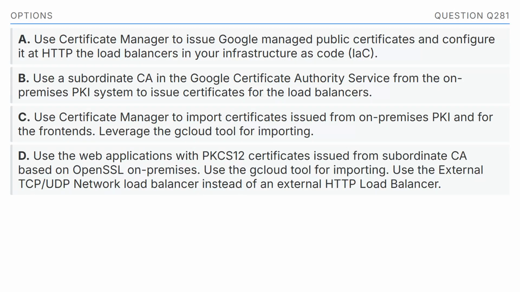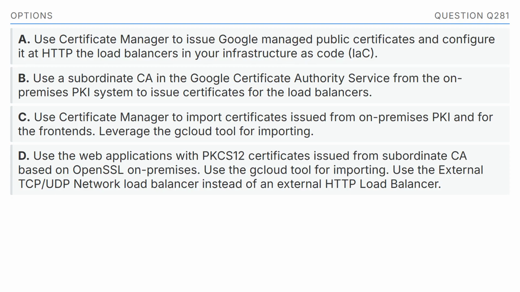The options are: Option A, use Certificate Manager to issue Google-managed public certificates and configure it at the HTTP load balancers in your infrastructure as code, IaC. Option B, use a subordinate CA in the Google Certificate Authority service from the on-premises PKI system to issue certificates for the load balancers. Option C, use Certificate Manager to import certificates issued from the on-premises PKI for the frontends. Leverage the cloud tool for importing.